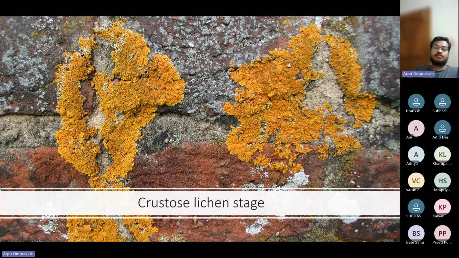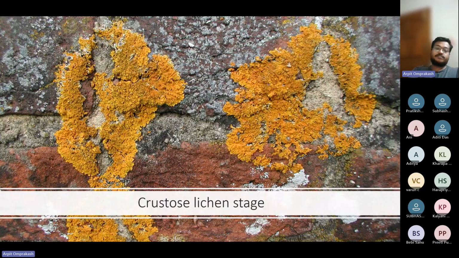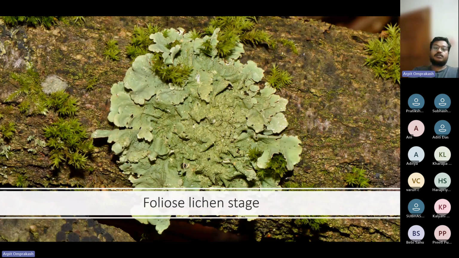They can stay on top of these bare rocks and derive their nutrition, and they are also photosynthetic, so they don't need any other organism or animal to thrive. They can make their own food using sunlight, and since their nutrition requirements are very minimal, they can survive on these barren areas like these bare rocks. Once we have crustose lichens, they give way to foliose lichens.